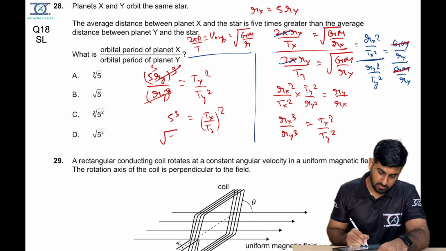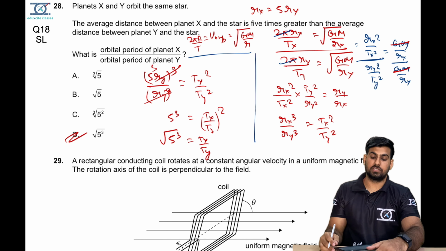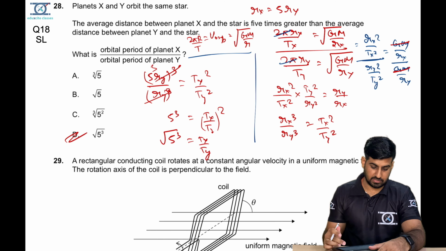So that will be 5 cube root, t_x upon t_y, option D. So 28, option D is the right answer. You just have to do the calculation accordingly. Okay, you can take the screenshot if you want.